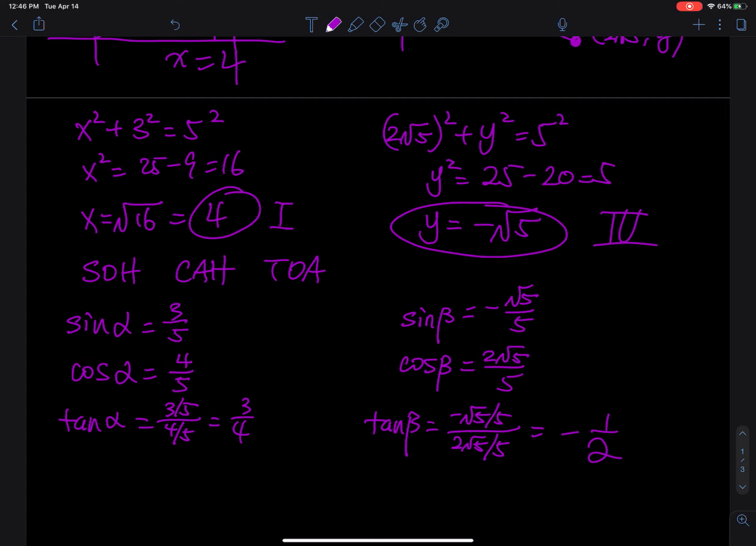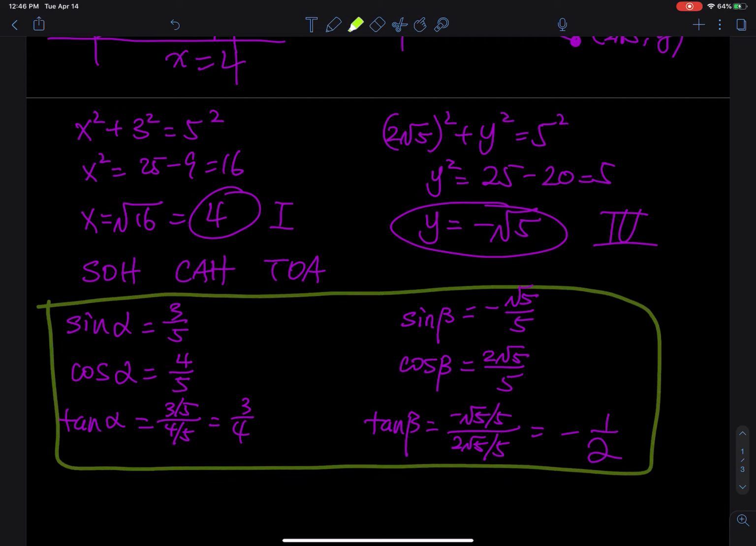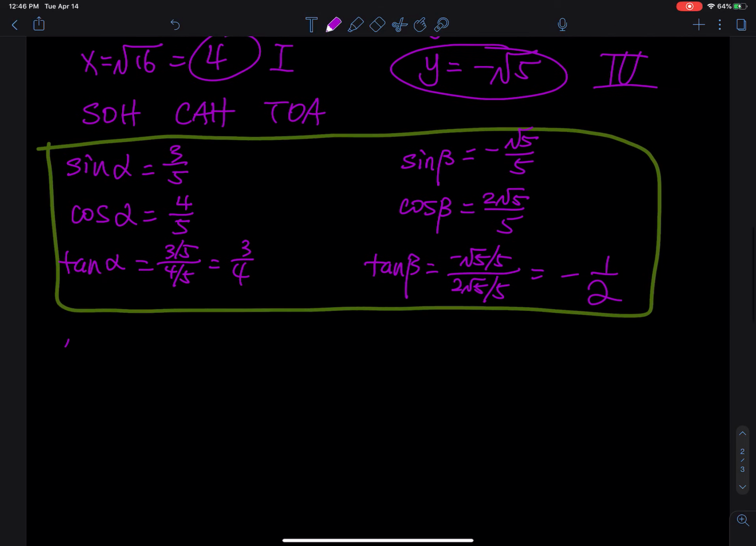Okay, so now we have all the ingredients right here. This is what we need to figure out parts A, B, C, and D. Let's do part A. For part A, they asked me to evaluate sine of alpha plus beta. So we go ahead and write the formula out. Don't just plug in the numbers, write the formula out. Sine alpha cosine beta, this is the sum formula for sine, and then plus cosine alpha sine beta.